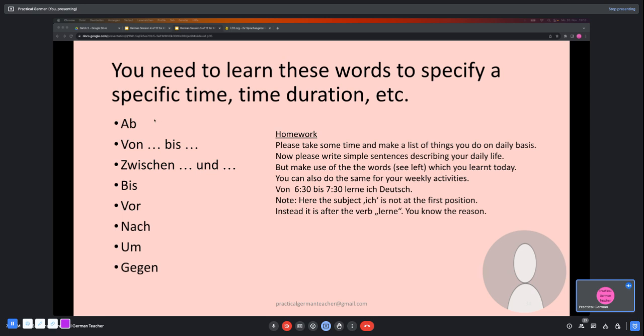So for example, when are we going to gym? Ab 2024, right? So you can say that, right? Bis, I think it's obvious, like till. For, nach, we just discussed. Gegen, difference, guys.